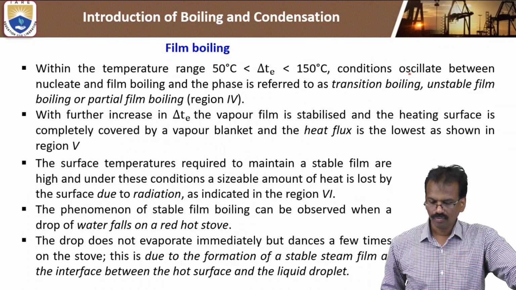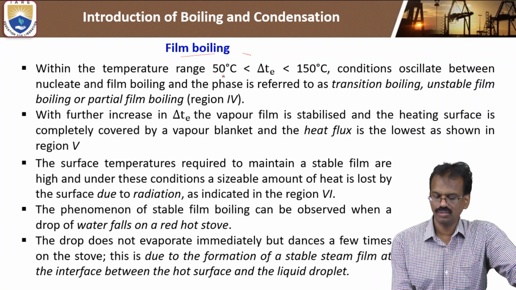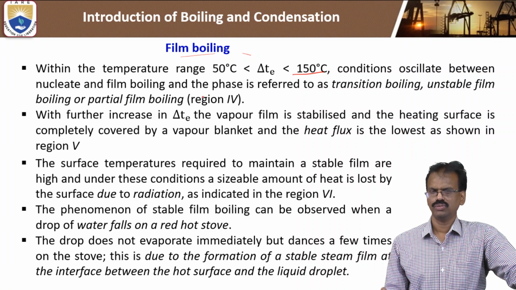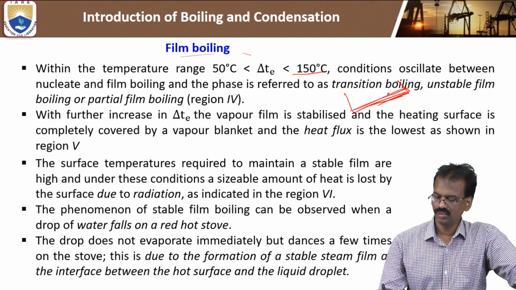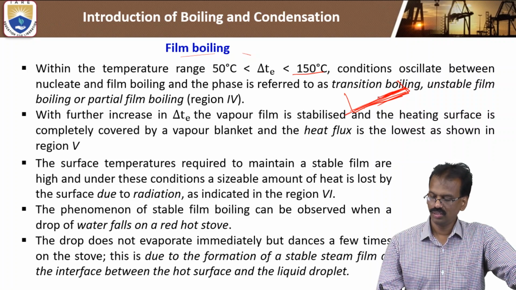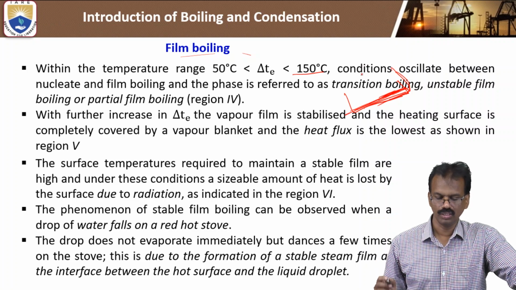Next, film boiling. If the excess temperature is within the range of 50 to 150, the vapor pockets or vapor layer formed on the surfaces act as a solid layer. Automatically, radiation comes into the picture. So the heat transfer rate will increase from the solid to this layer, and next from this layer to the liquid.